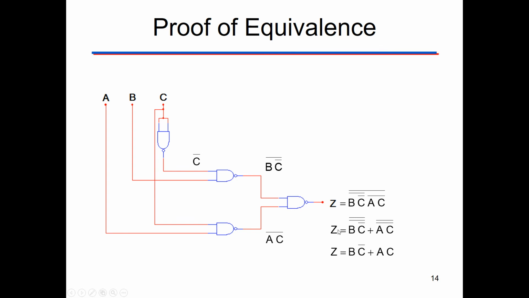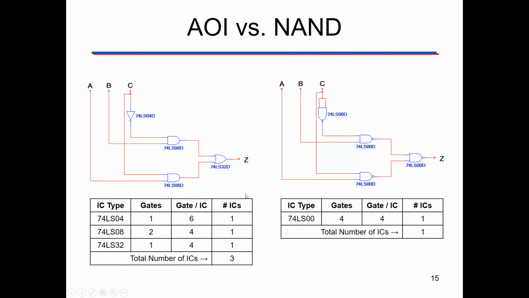So, of course, the next slide goes through the Boolean algebra of why that's the same. And that's what I was just saying, is we would have a total number of 3 integrated circuits, whereas with this one, we are down to 1 IC. Okay? So that, in effect, is one example in the PowerPoint.